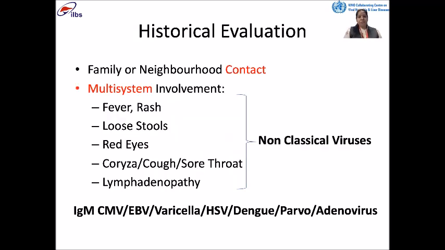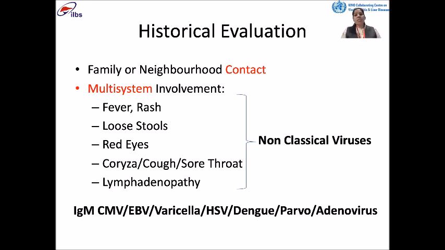Next is historical evaluation. What history do we have to collect, or what evaluation do we need to see, when we are collecting the history from the client or the patient? Initially we need to see whether any family member is affected with any virus, like the hepatitis A virus, or if the child has had contact with any neighborhood contact. All these things we need to collect in the history from them.